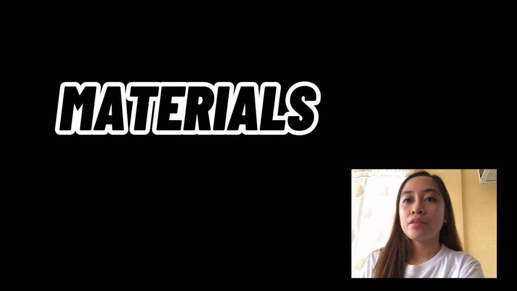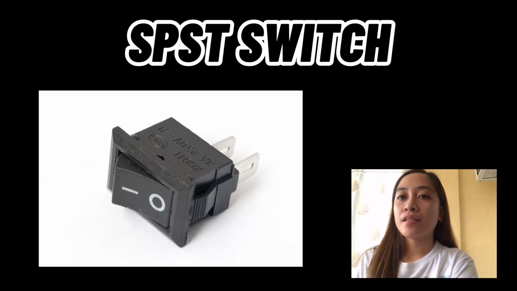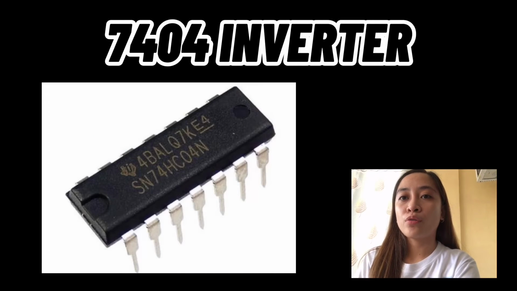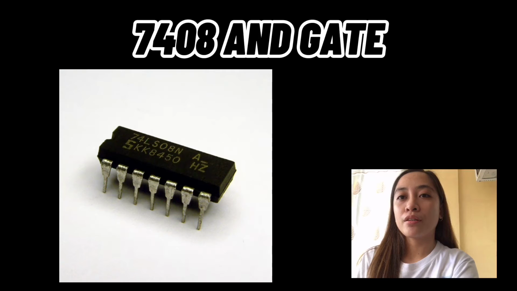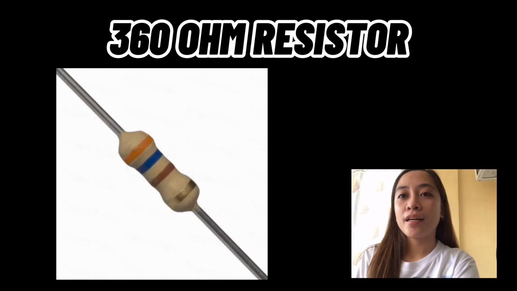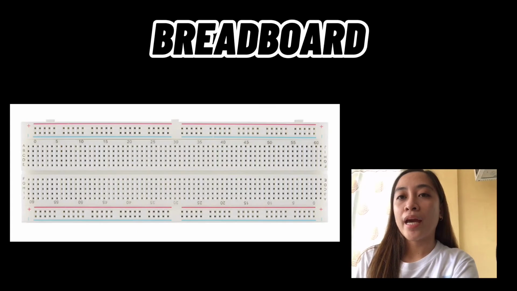The materials we used for the actual circuit are a 5 volts power supply, SPST switch, 7404 inverter, 4075 triple input OR gate, 360 ohm resistor, LED, 5 volts passive buzzer, and breadboard.